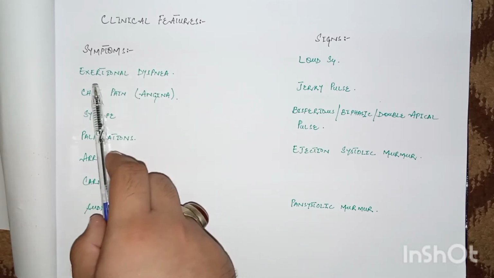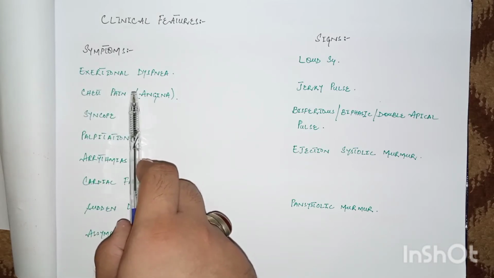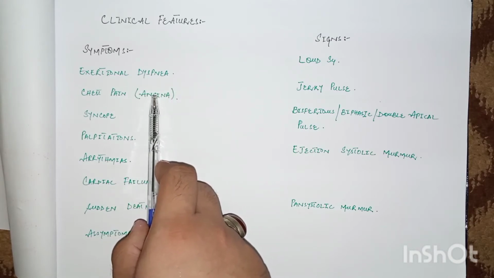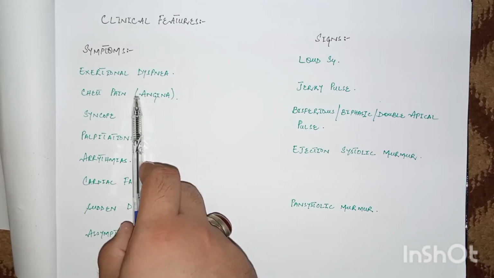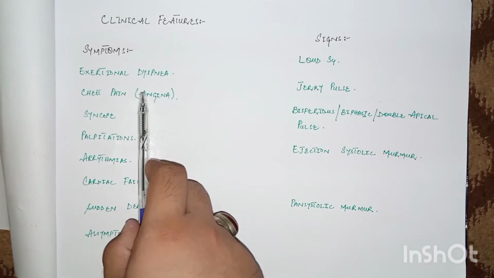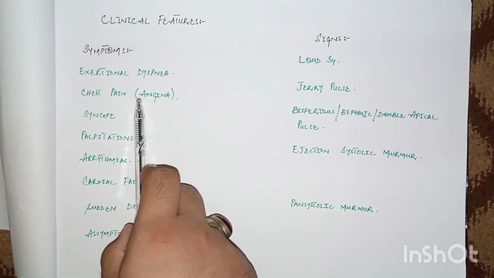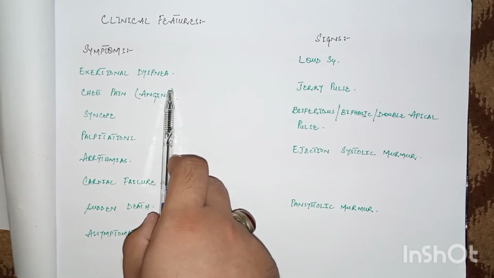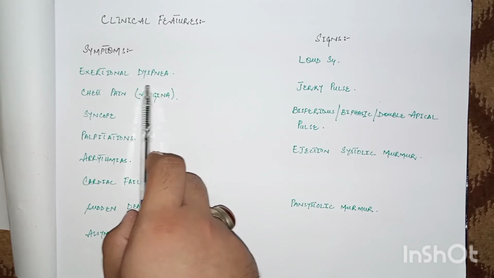The other reason is the dynamic outflow obstruction, so decreased cardiac output also causes exertional dyspnea. The other symptom is chest pain or angina because of ischemia. When there is dynamic obstruction to the outflow of blood from the left ventricle into the aorta, it also decreases the blood supply to the coronary arteries. So decreased blood supply to the heart itself and increased oxygen demand of the thickened, stiffened, hypertrophied left ventricle induces this angina or chest pain.